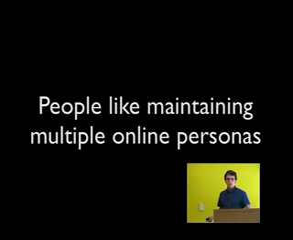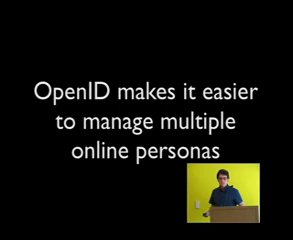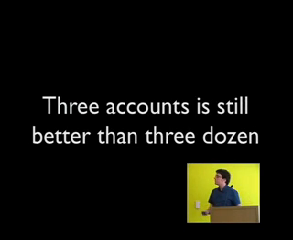You might have the persona you use for your professional things, which is tied to your real name and you use for going to conferences and whatever. You may have a social persona you use with your friends, which might be your sort of spin out from your MySpace page. You may have a secret persona that you use for doing things online that you don't necessarily want other people to know about. And OpenID actually makes it easier to manage these multiple personas. You create a separate OpenID for each one, because 3 accounts is still better than 3 dozen different accounts. And it makes it easier for you to keep track of which identity you're presenting to which particular site or service.